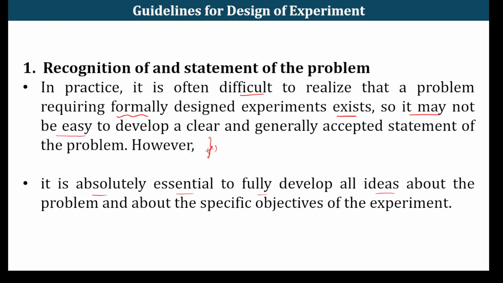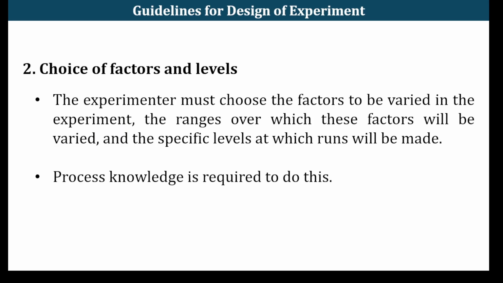So we have to fully develop the idea before starting the experiment. Then we should be very clear about the objective of the experiment. So this is the first step: we have to identify the statement of the problem. Once you are done with that, we have to identify the choice of factors and levels. Then we have to check which factors will be varied in the experiment, the ranges over which the factors are going to be varied, and the specific levels at which the runs will be made.